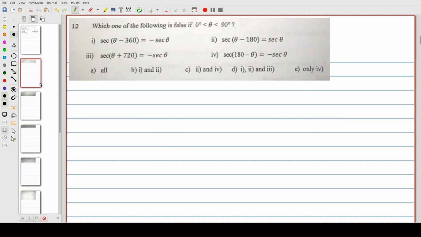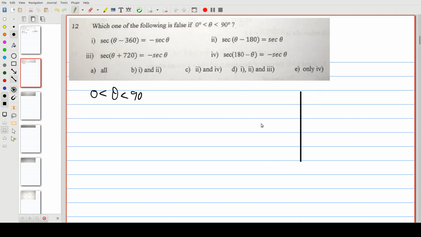Okay. Question 12. Which of the following is false if theta is between 0 and 90? Let's just write that down. So our angle is between 0 and 90. And now which of these is false? Okay, so what we can do is work out each one of these. We probably need our CAST diagram in this case again. Let's write down our 180 minus, 180 plus and 360 minus.